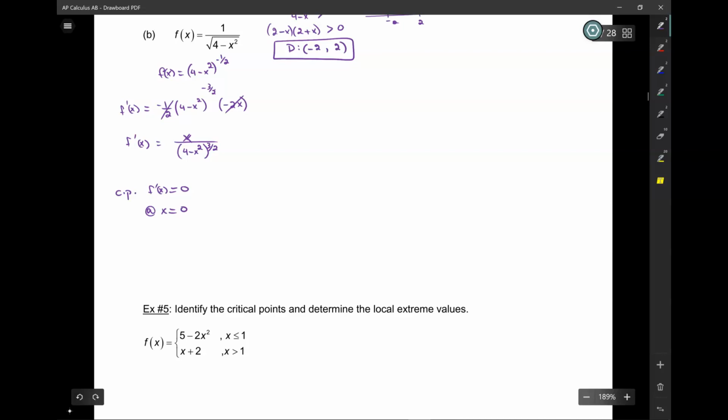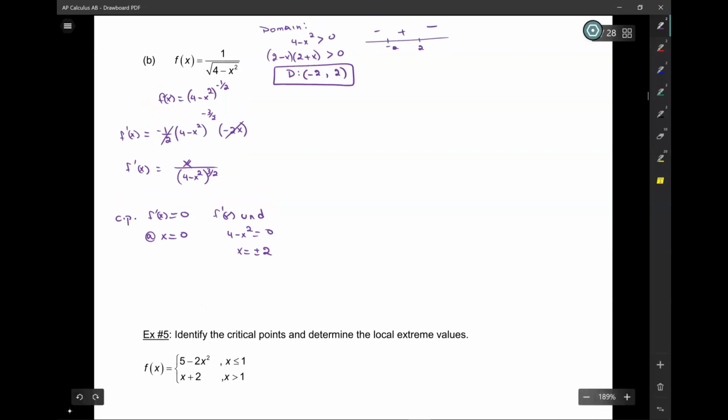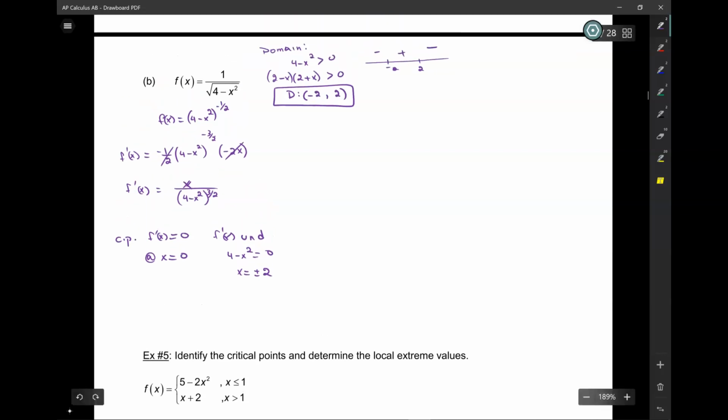A rational function is undefined when the denominator is equal to 0. F prime of x is undefined when 4 minus x squared is equal to 0. X is plus or minus 2. I just extracted 3 critical points. Are all of them within my domain? No, only the 0 is within my domain.